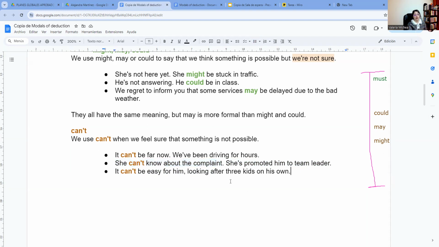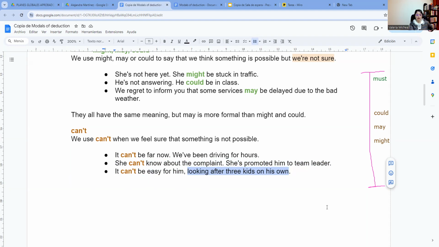Finally, it can't be easy for him looking after 3 kids on his own. So again, I know that the situation is that we have a person looking after 3 kids. I know that looking after 3 kids is a lot of work. So my deduction is that the situation can't be easy for this person, right? So it depends again on how much evidence you have about something.